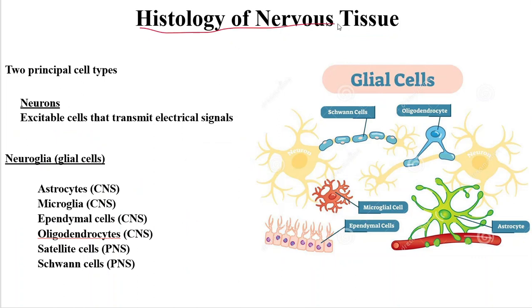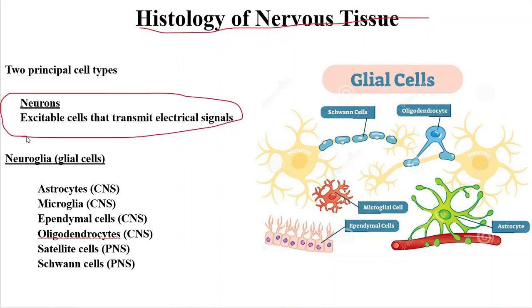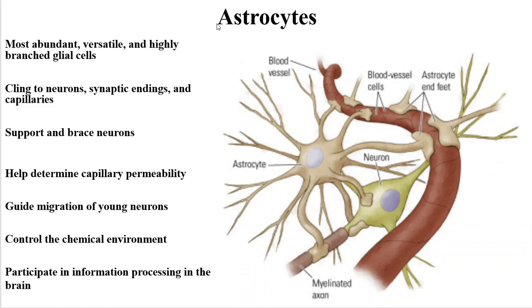Okay, talk about the histology of our nervous tissue. Nervous tissue consists of the neurons. These are the guys that do the communication. But they also have support cells, glial cells, astrocytes, microglia, ependymal cells, oligodendrocytes. Those are all in the CNS. And in the PNS, we have the satellite cells and the Schwann cells. Okay, we're going to take these kind of one at a time.